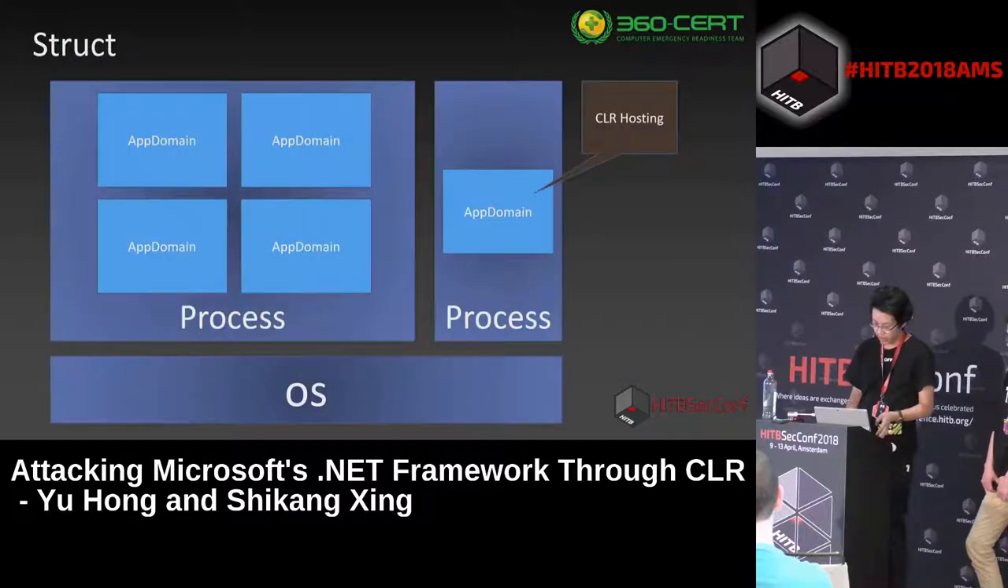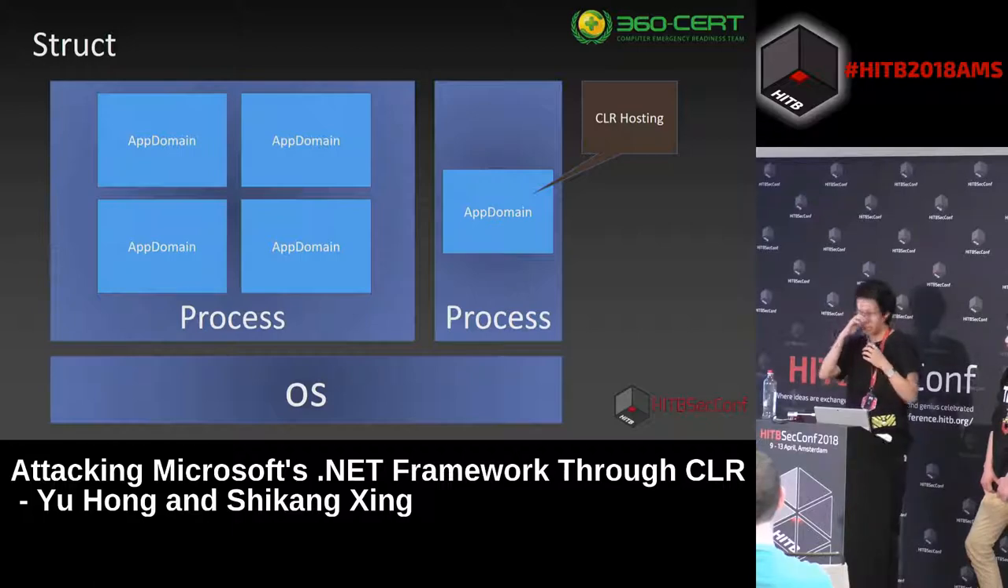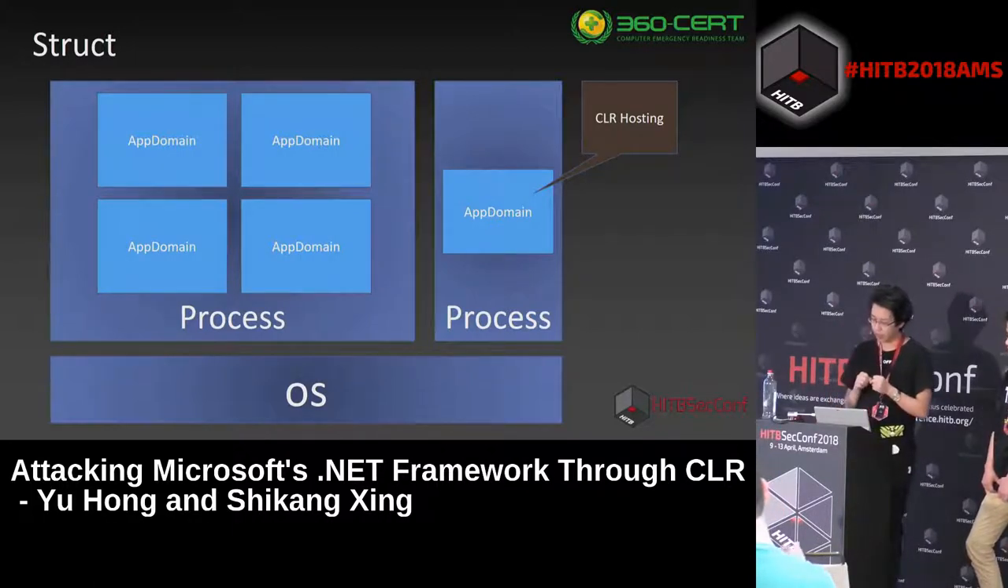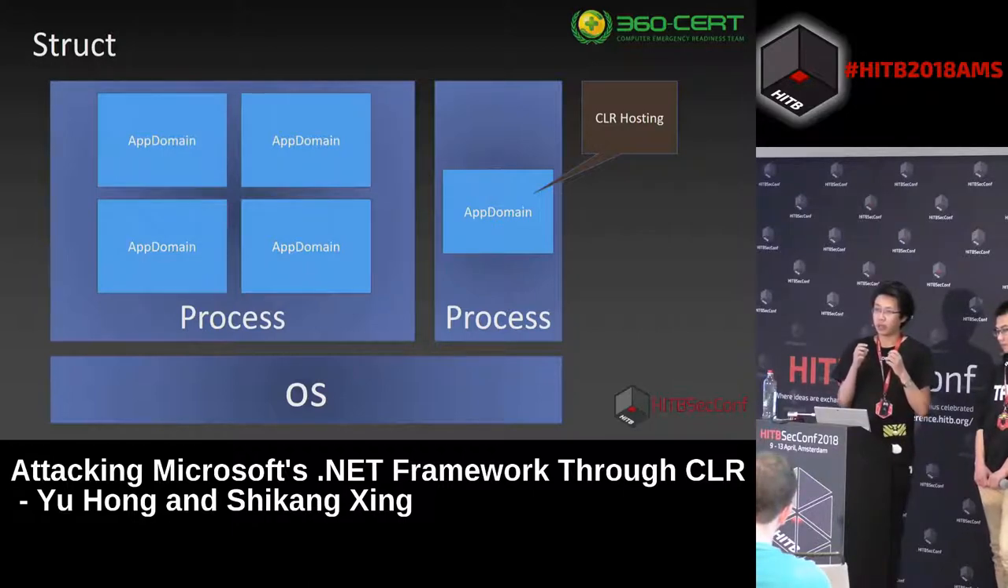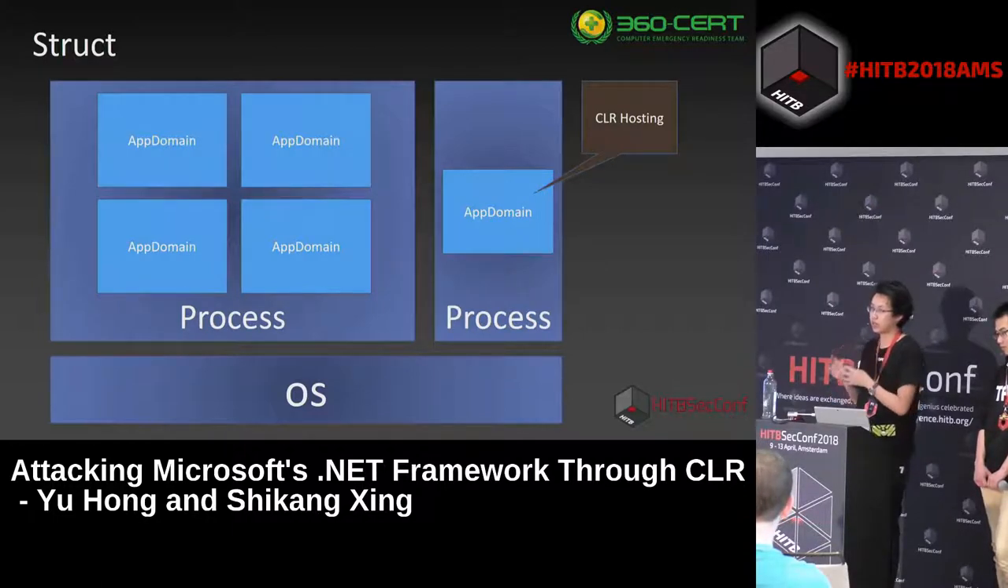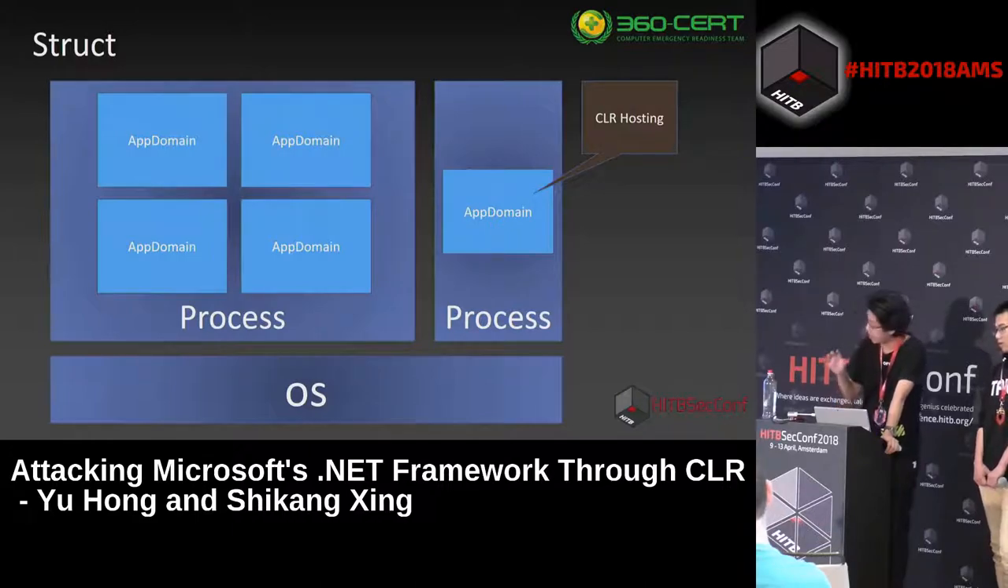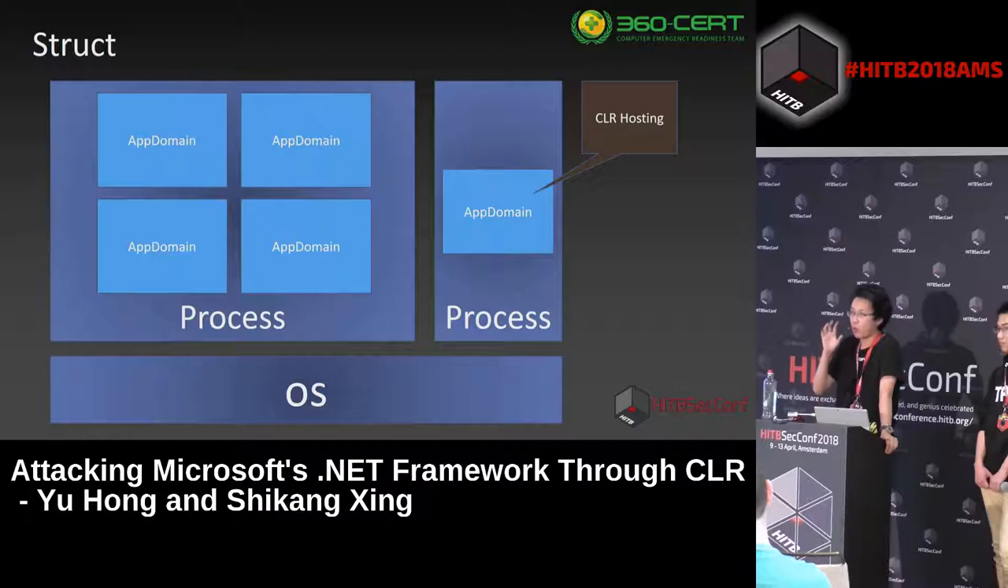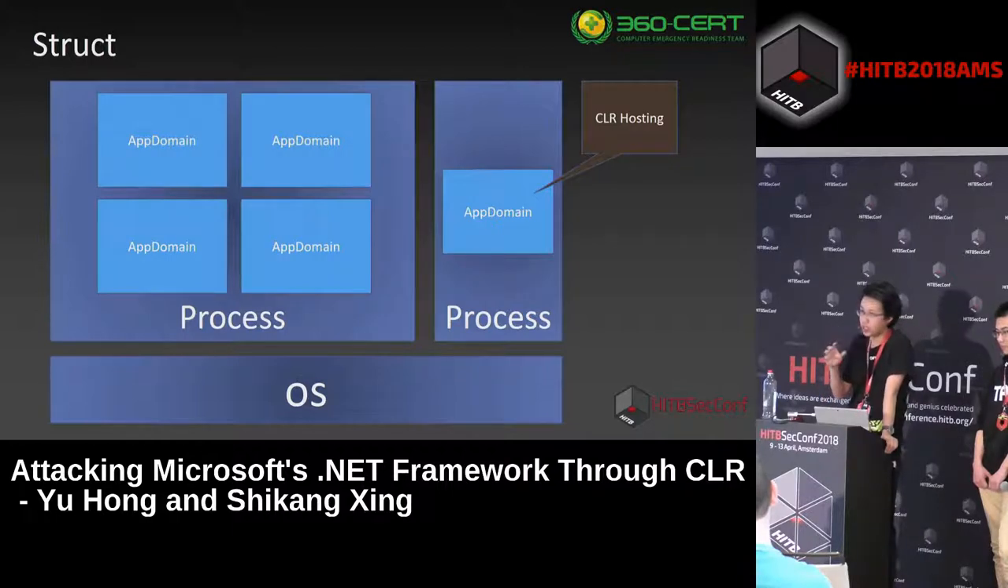So, the next page. You know, the operating system and the runtime environment provide some process to load the program. But in .NET, it includes a hosting program and a non-hosting program. Maybe translated into English, hosting program and non-hosting program. Not just one process loads only one program. One process can load many programs. The many programs are in the application domain.